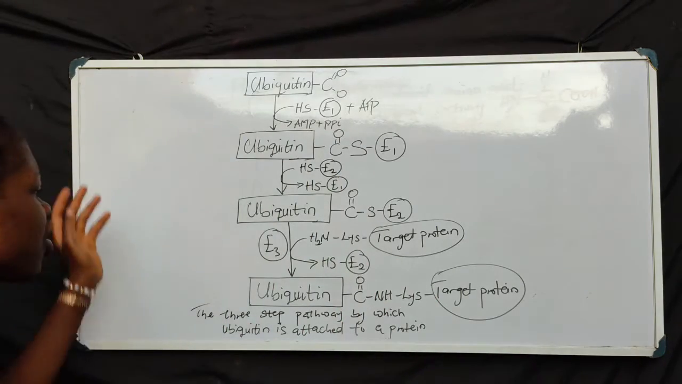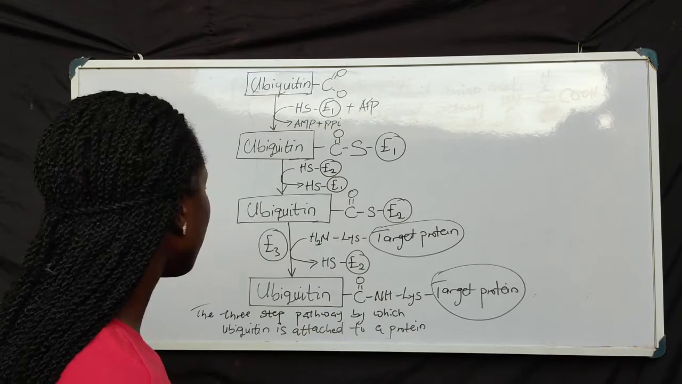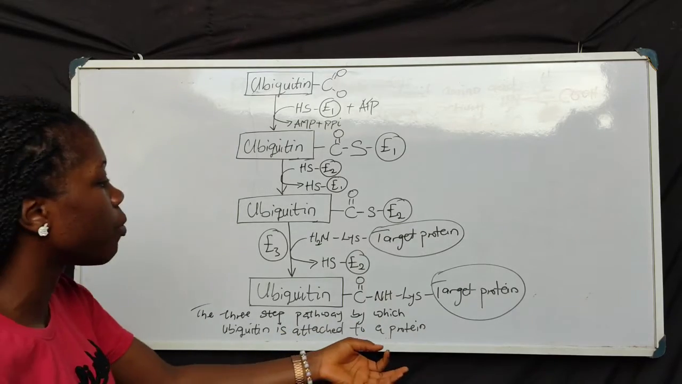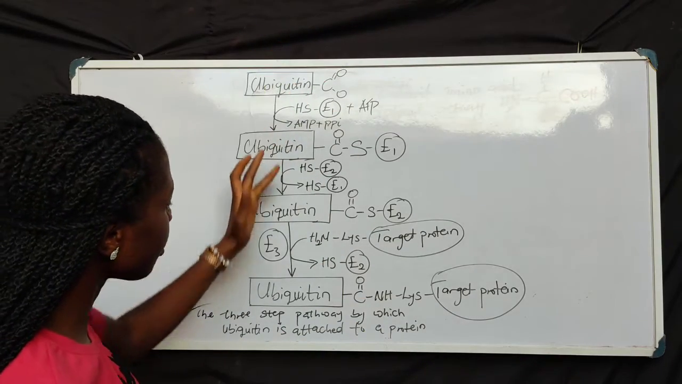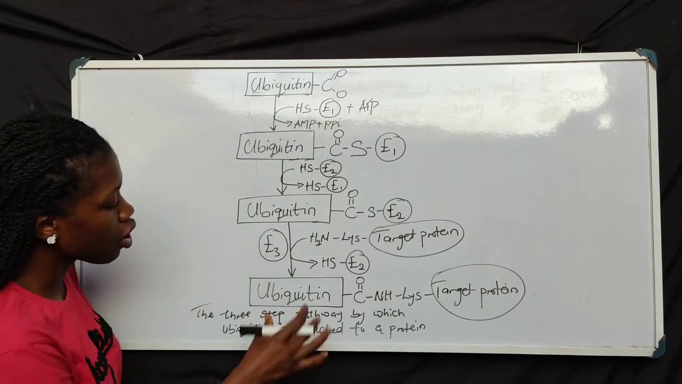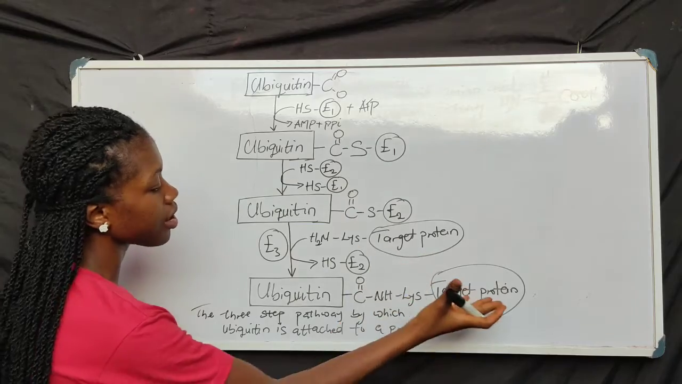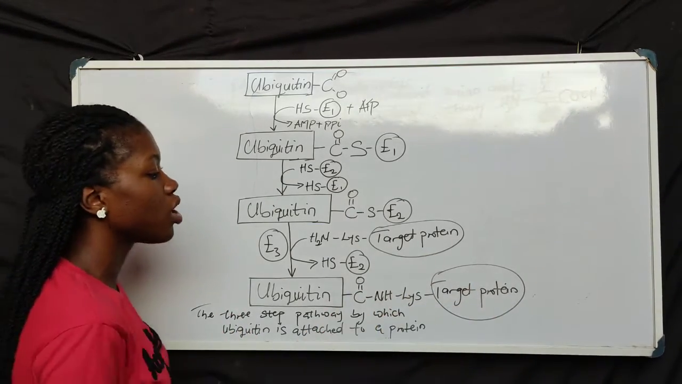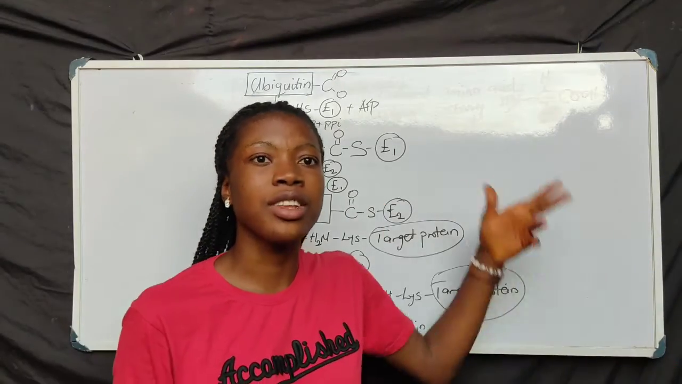Now, this is a three-step pathway by which ubiquitin is attached to a protein. If you look at this, we have ubiquitin and the protein. This is the target protein. So this is called ubiquitin protein conjugates.